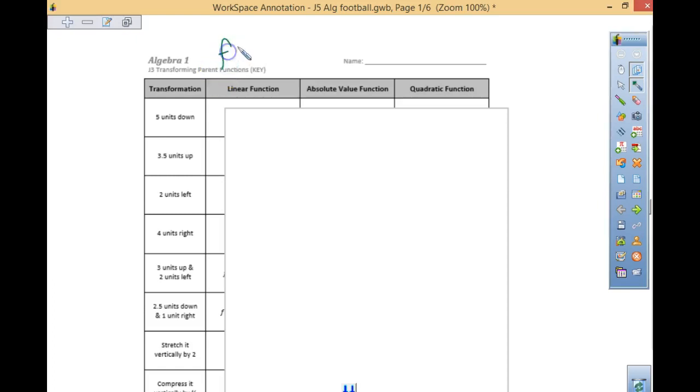We look at linear from yesterday, and this is actually J4. It was f of x equal to x. That's our traditional, our apparent linear. Absolute value, we were thinking of f of x equal to absolute value of x. And our quadratic was f of x equal to x squared.